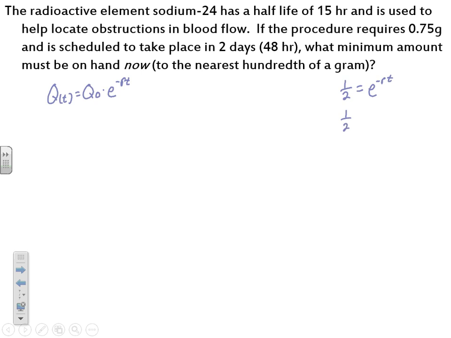And using the properties of exponents, we can rewrite the right side as 1 over e to the positive rt power, take the reciprocal of the right side, and essentially at this point we simply have a proportion where if I cross multiply both sides, that would give me e to the rt power is equal to 2, and if I need to figure out what the rate is or the time is, I would take the natural log of both sides.